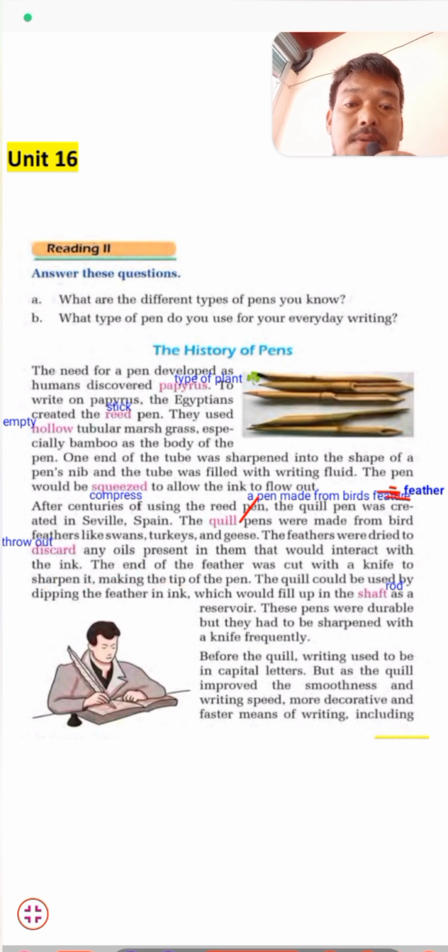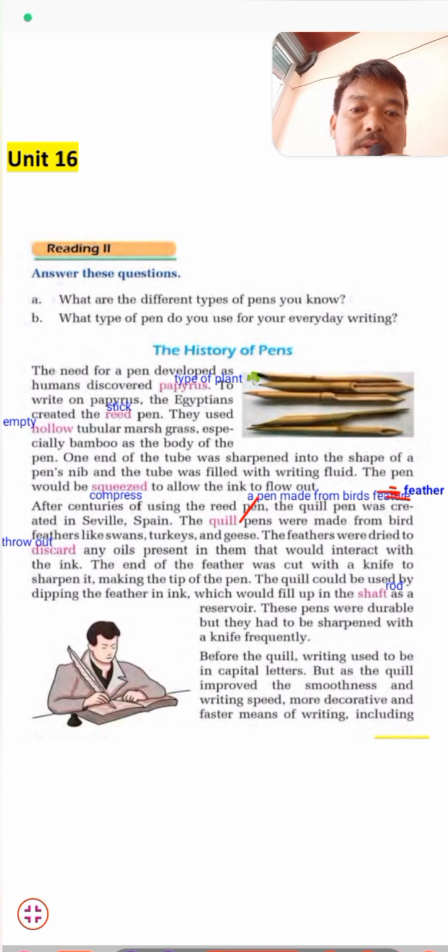The end of the feather was cut with a knife to sharpen it. What they did was cut the end of this feather with a knife to sharpen it, making the tip of the pen, so that they could make its tip like a pen.